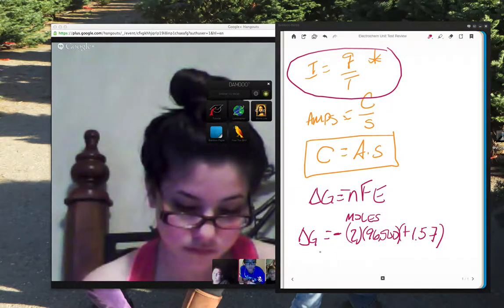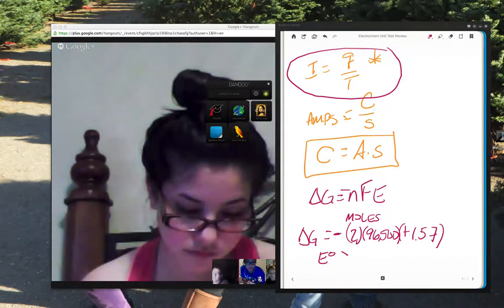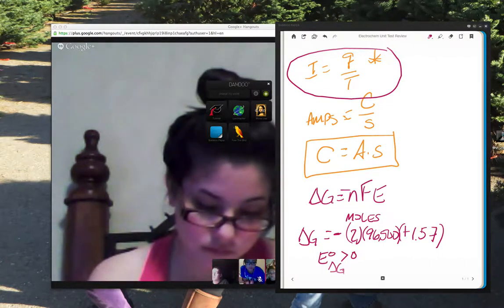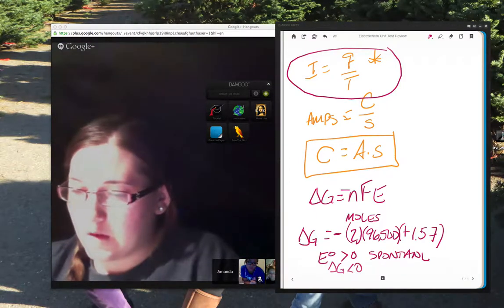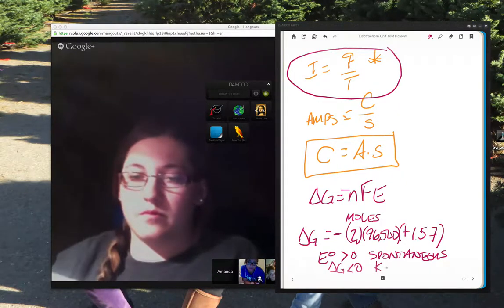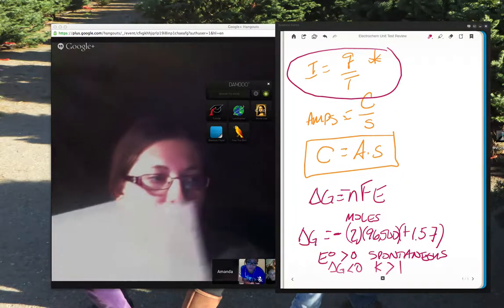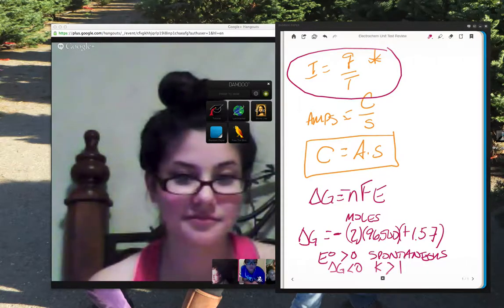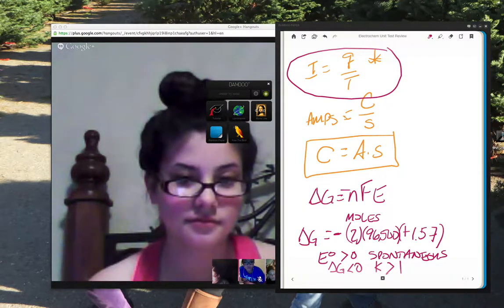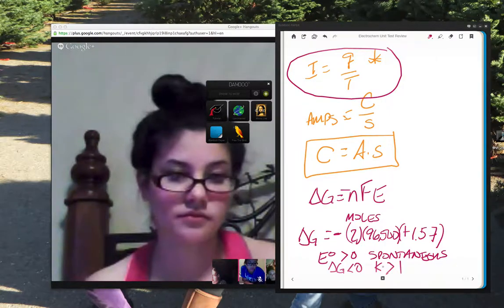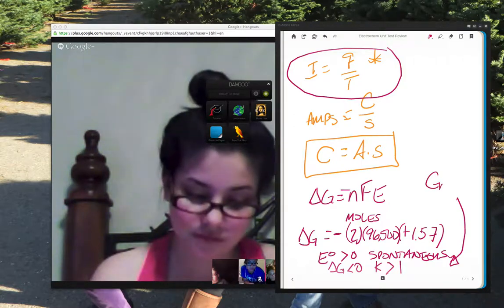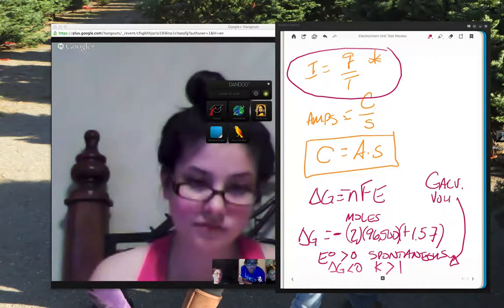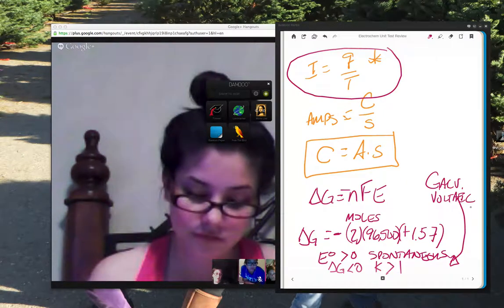So if you have an E naught that's greater than zero, you have a delta G that's less than zero, it's a spontaneous reaction, and the K is also greater than one. It's a product favored reaction. It wants to go to the products. All of this is for galvanic voltaic cells that are going forward. Does that make sense?